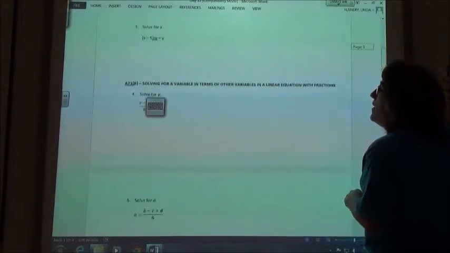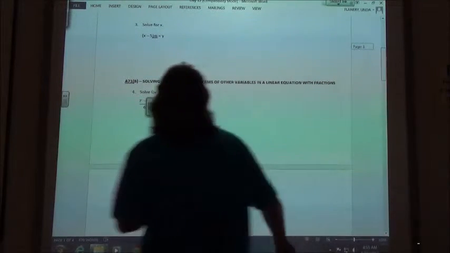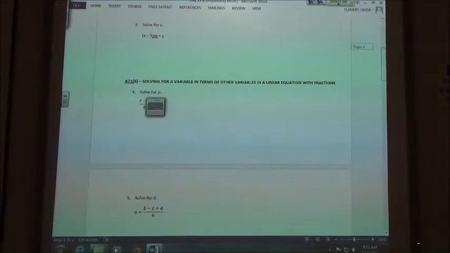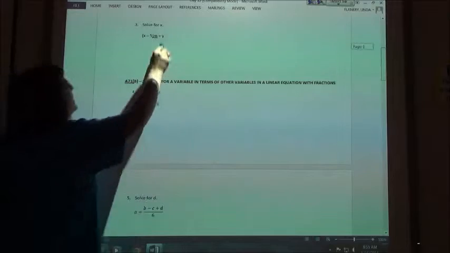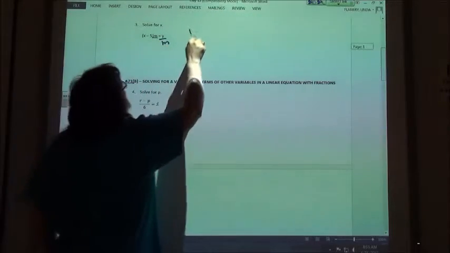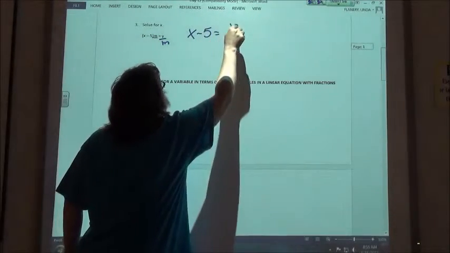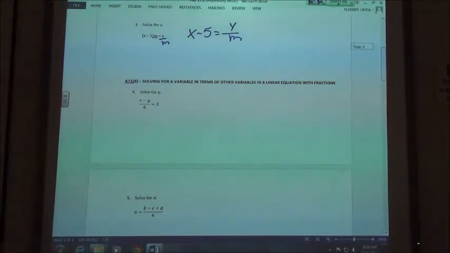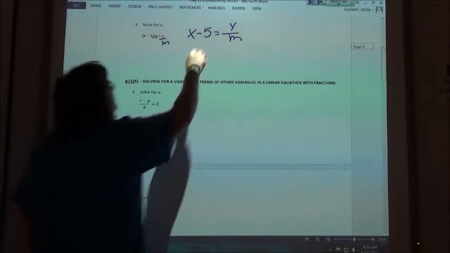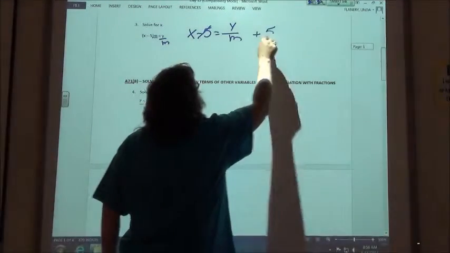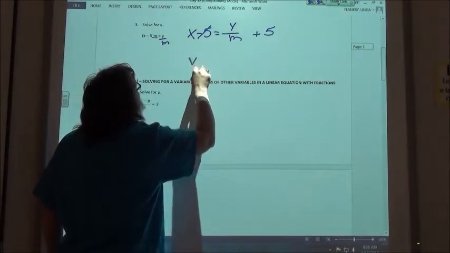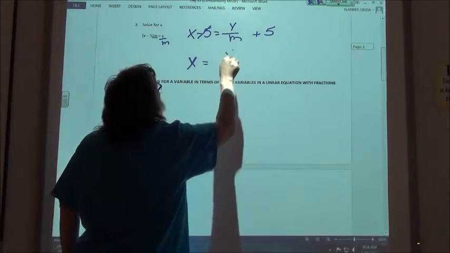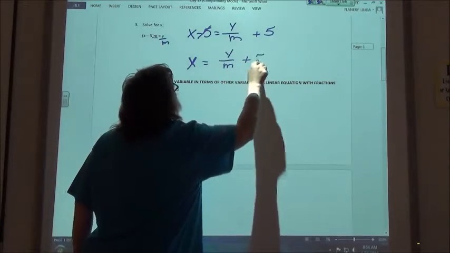The third one then, if I am going to solve that one for x, the first thing I probably want to do is divide by the m. So x minus 5 equals y over m, and then I would add the 5. So, x is going to equal y over m plus 5.